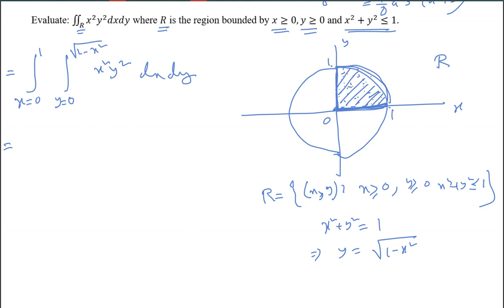Okay. Now, after that, how to integrate this one? First we integrate with respect to y, then with respect to x. So you can write x from 0 to 1. If you integrate this with respect to y, what will happen? 1 by 3 x square y cube, no?